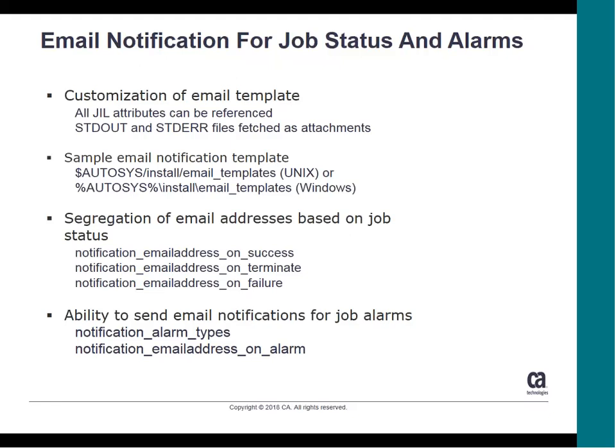And one more enhancement is that we have added the notification support for job alarms. Two new attributes have been added: notification alarm types and notification email address and alarm. Alarm types essentially allows the user to choose which job alarms he's interested in, and notification email address and alarm implies who the mail should be sent to for those alarms.